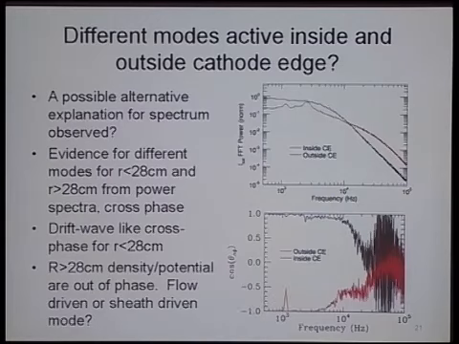Inside the cathode edge, we tend to see the crossphase between density and potential at about 1, since they're in phase, that is drift wave-like. But outside the cathode edge, you tend to see the density and potential out of phase, which isn't drift wave-like. So what we could potentially be seeing is two different modes operating at two different positions, one potentially being a drift wave mode, and outside perhaps flow-driven or even sheath-driven modes.